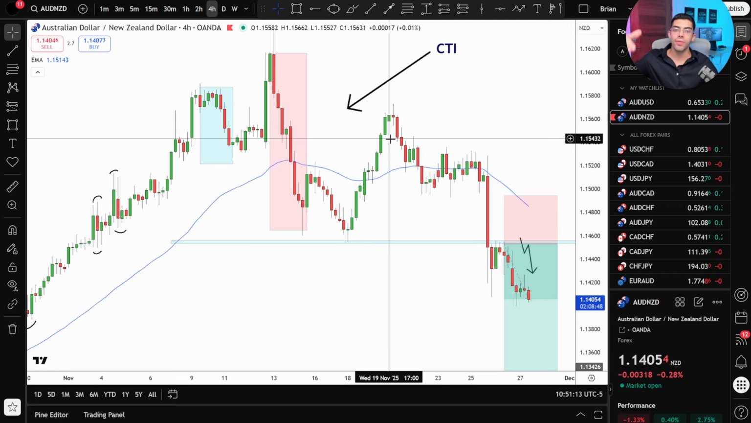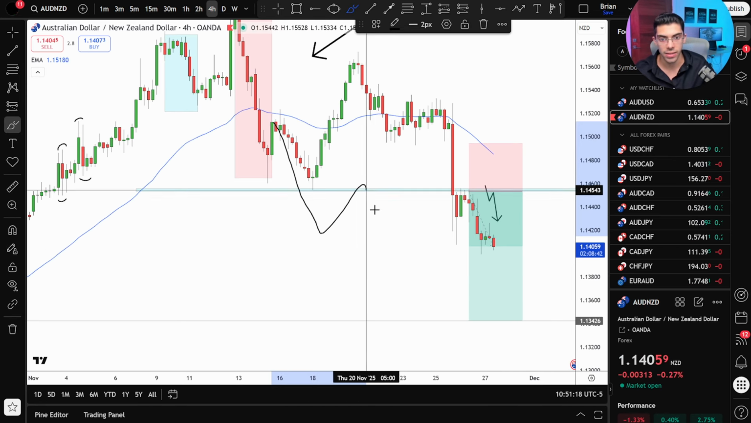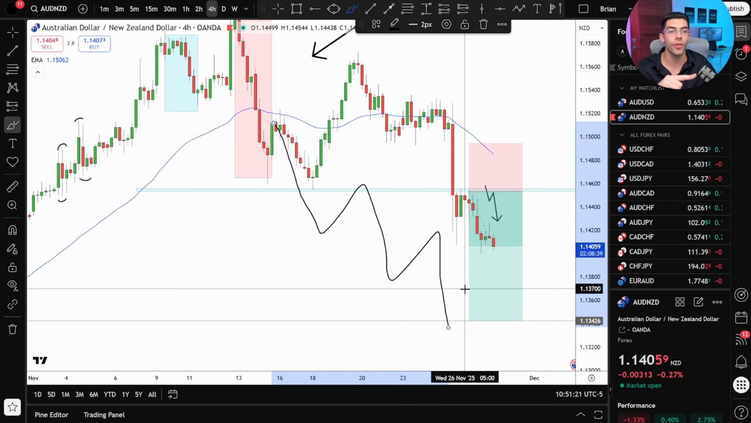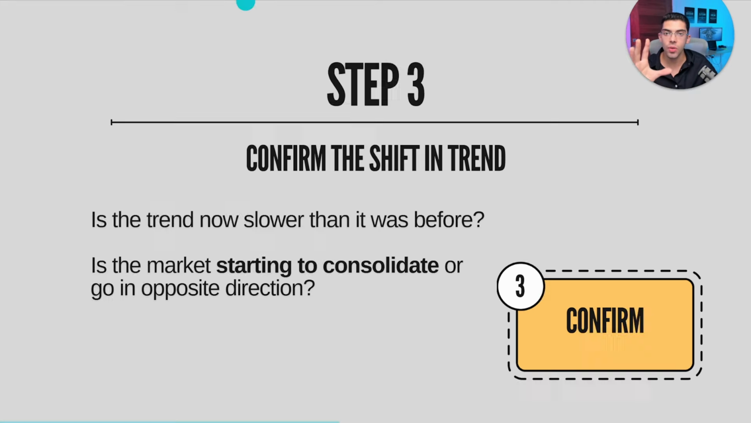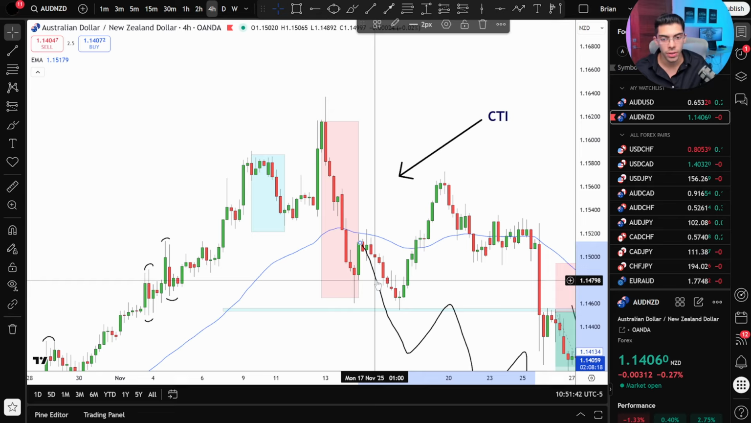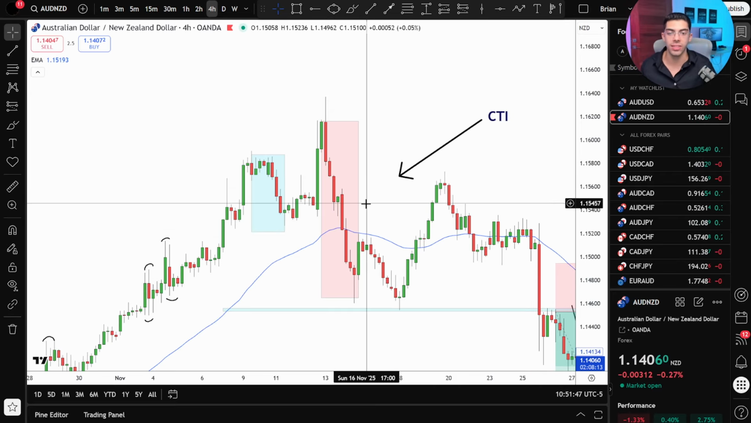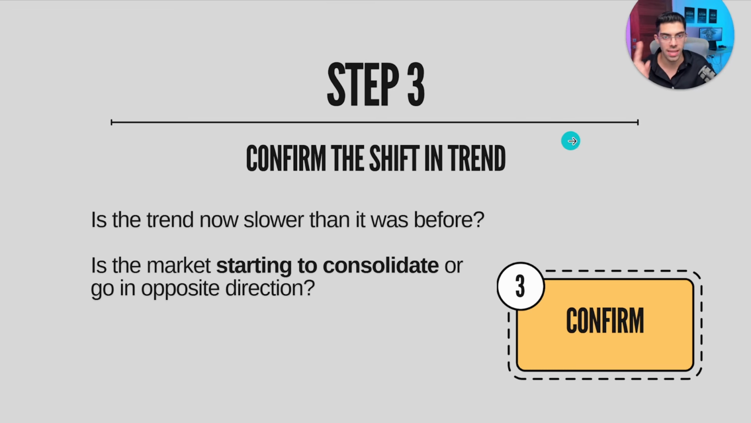Or if we have 2 lower highs and 2 lower lows, which would have looked something like this. If we would have had this, then I would have confirmed that we're bearish. But basically what you're trying to do in step 3 is write down what phase of the market we are in. Are we bullish? Are we bearish? Or are we simply consolidating? Because it has to be one of those 3. Simply what you want to do after the CTI move is confirm where you're at right now. This is going to be crucial in order to then take a trade. You can't take a trade if you don't know where the market is at. That's what step 3 is about.